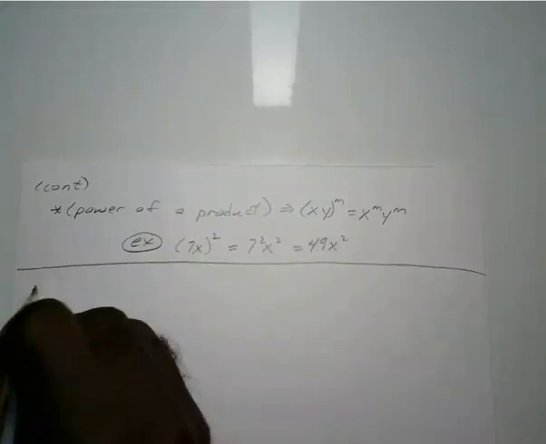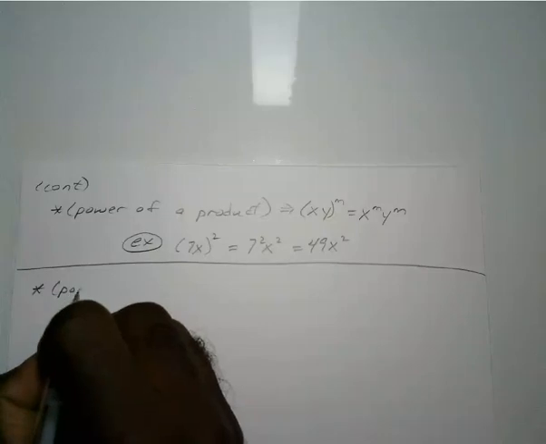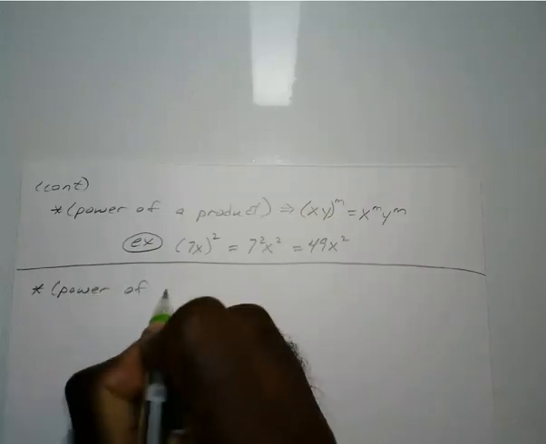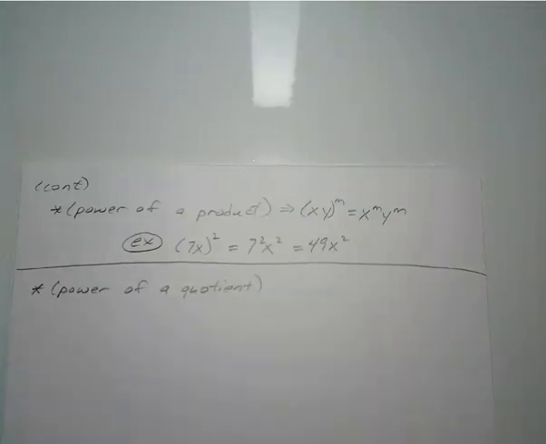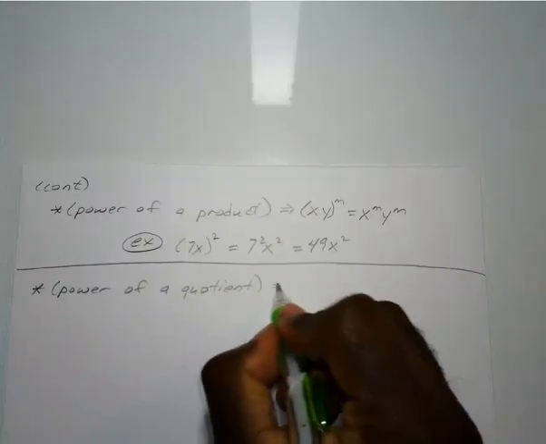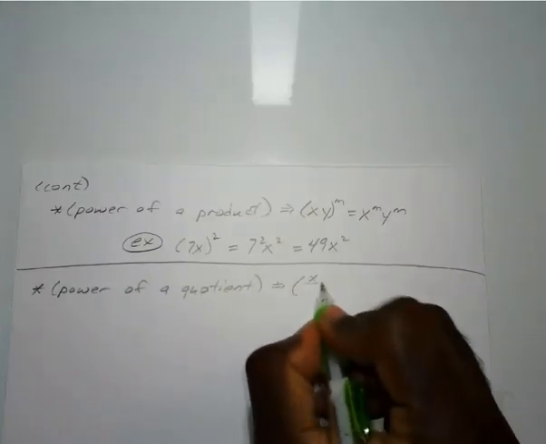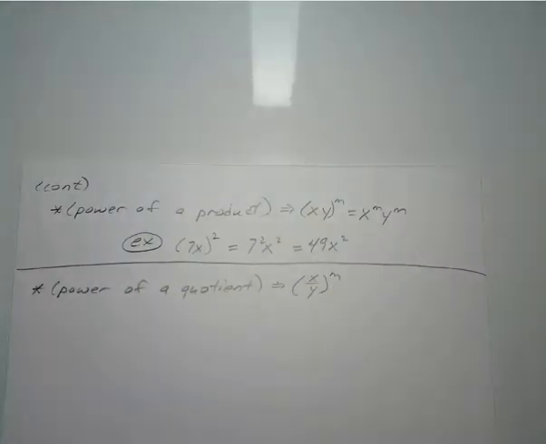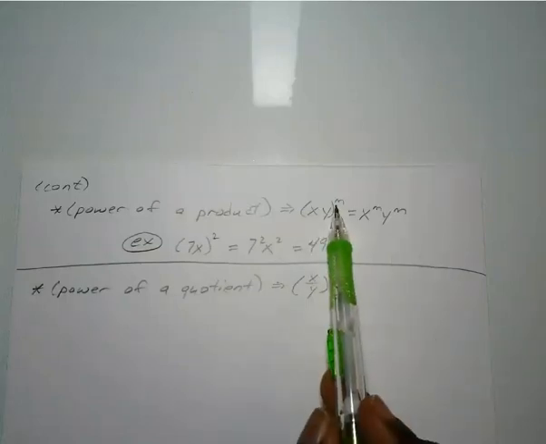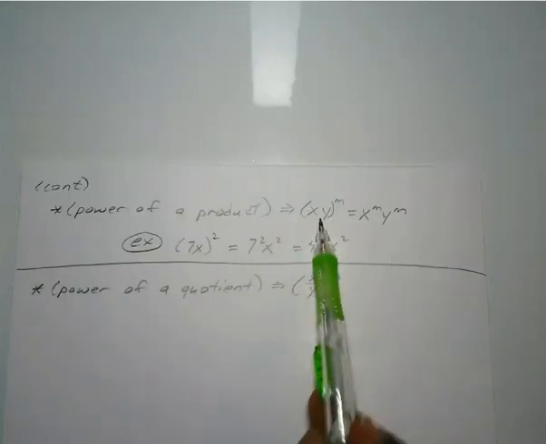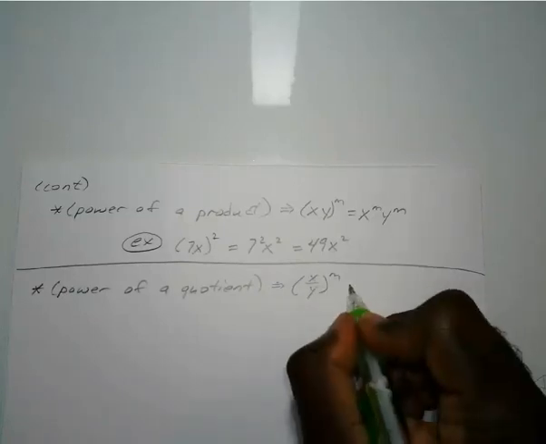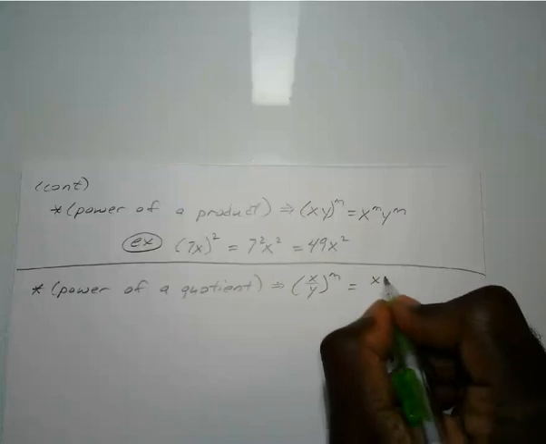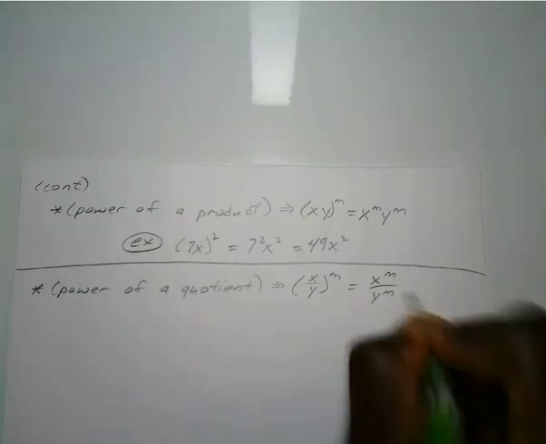Okay, so now we want to look at the power of a quotient rule, which gives us, say, x over y to the power of m. And just like the power of a product rule, where we distribute the exponent to both of those terms, same thing here, we just distribute the exponent to both of those values.